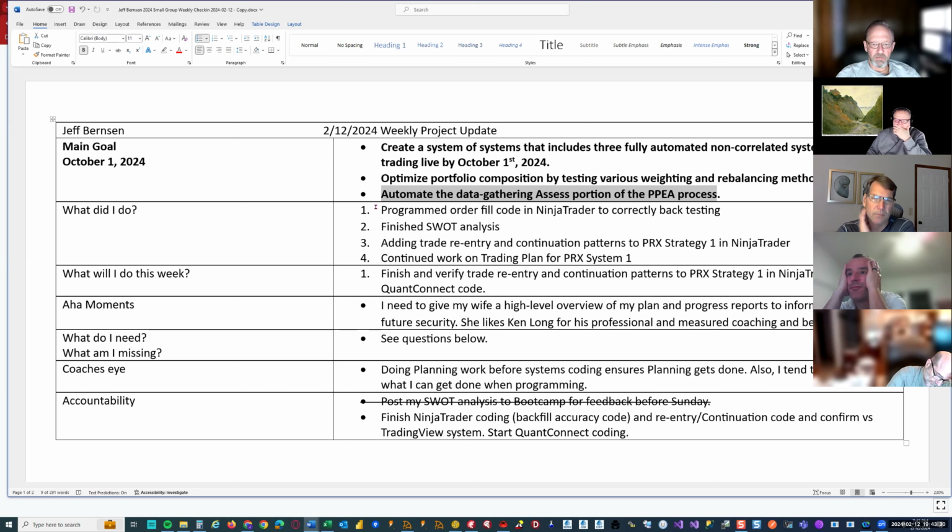What will I do this week? I am going to finish and verify the trade reentry and continuation patterns in NinjaTrader and start the Quant Connect code. Of course, I'm going to verify that the Ninja is tracking with TradingView on multiple time frames and different symbols, just to make sure I have it right. Aha moment: I need to give my wife a high-level overview of my plan and progress reports to keep her informed about her desire for future security.